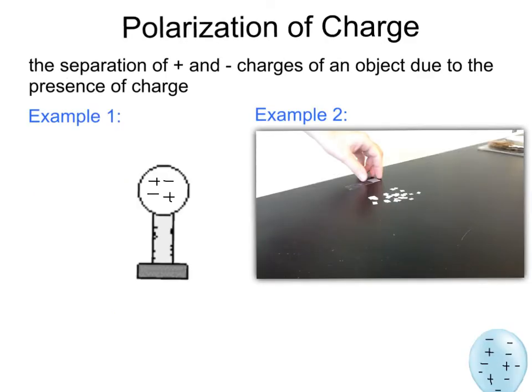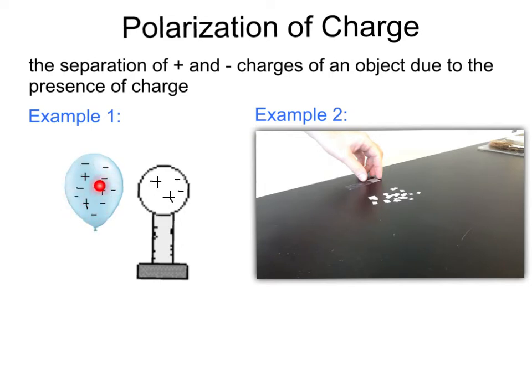Polarization of charge. This is simply the separation of positive and negative charges of an object due to the presence of charge. Let's look at 2 examples. Here in example 1, we see a metal sphere on an insulating stand, and this sphere is neutral. We can tell because there's 2 positive charges and 2 negative charges. But what happens if I bring a charged object near it?